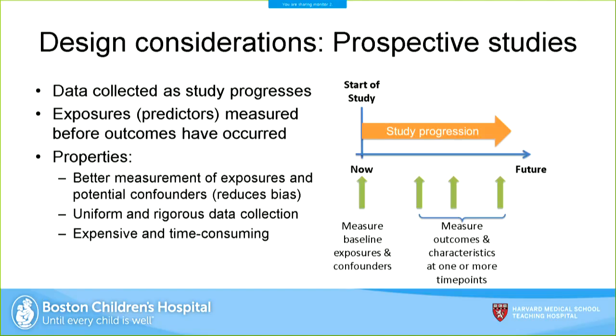So the properties of prospective studies are that this usually has better measurement of exposures and potential confounders, thus reducing bias. Because you're collecting data as you go forward, you're likely to have more uniform and rigorous data collection compared to retrospective studies. The downside is generally prospective studies would be more expensive and maybe more time-consuming to conduct.